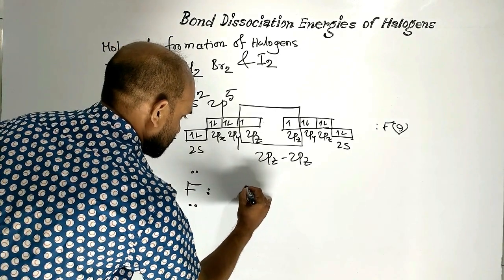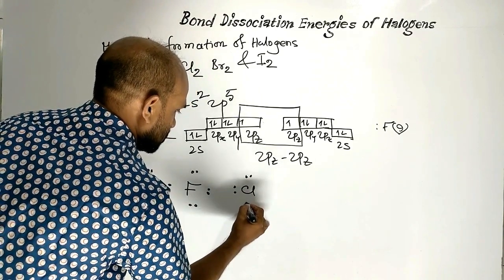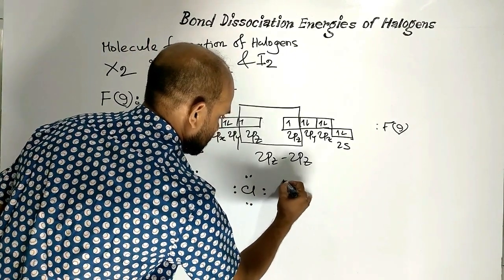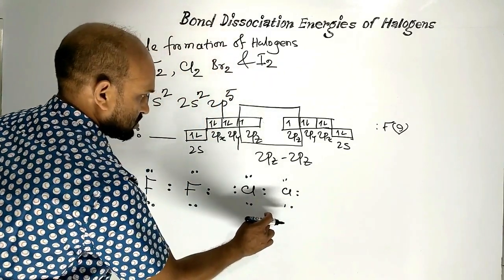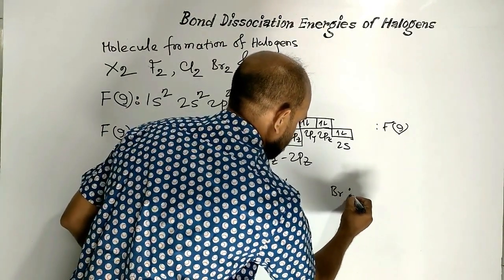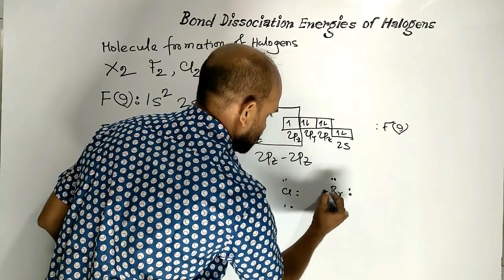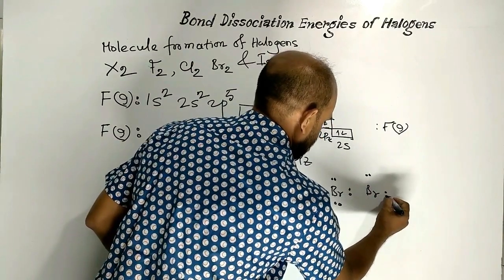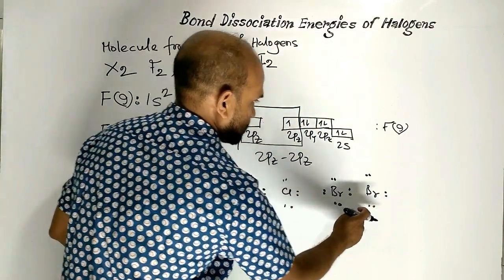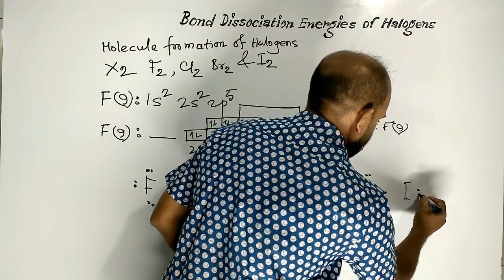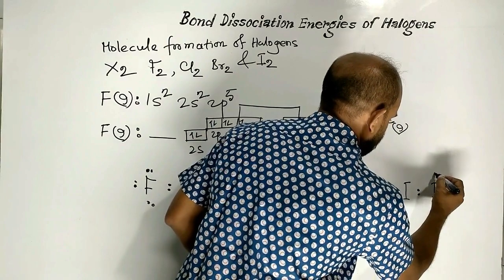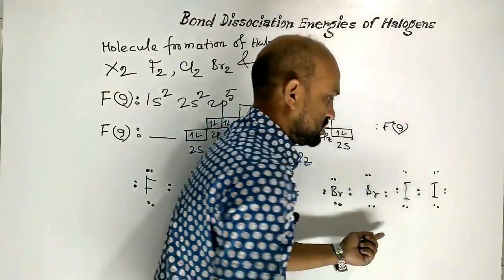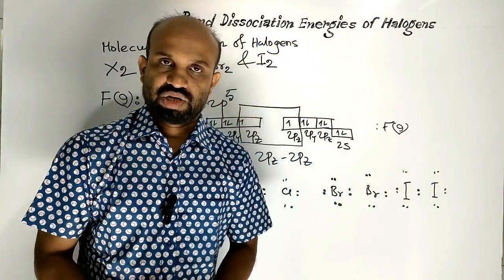Similarly, the chlorine molecule: lone pairs of electrons, bond pair of electrons, and lone pairs of electrons. For bromine, bond pair of electrons, lone pairs of electrons. For iodine, bond pair of electrons, lone pairs of electrons. Formation of halogen molecules.